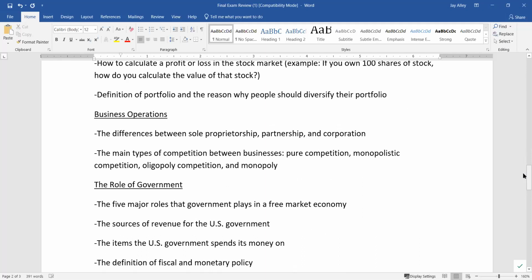Next section on here is about business operations. You know the difference between those types of organizational structures: sole proprietorship, partnership, and corporation. There's one thing that differentiates. If you're an individual, what's the big difference between how you decide to create one of those structures?